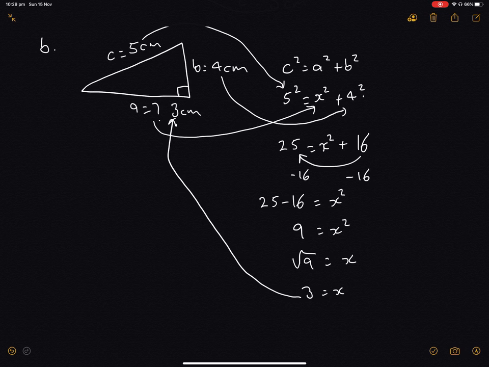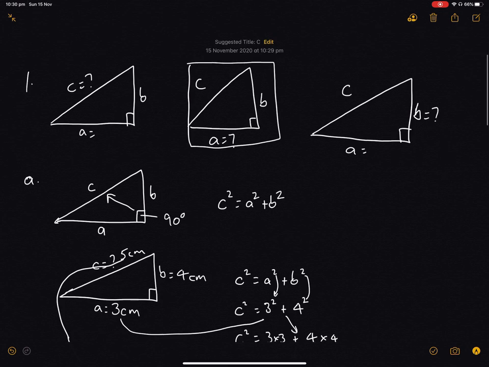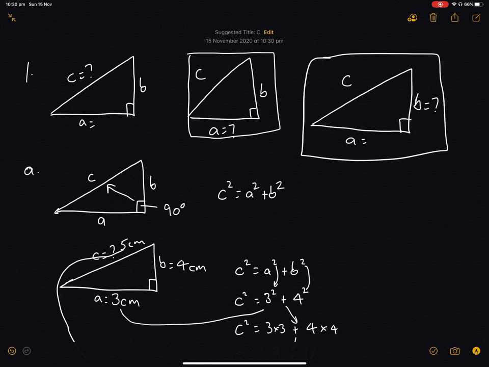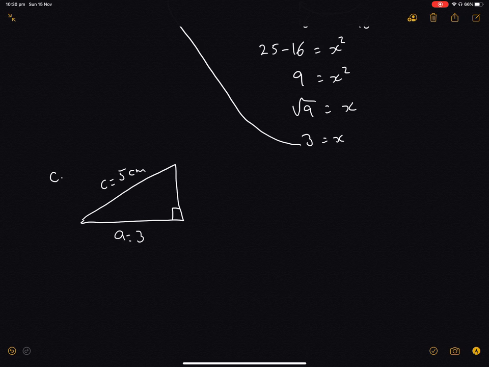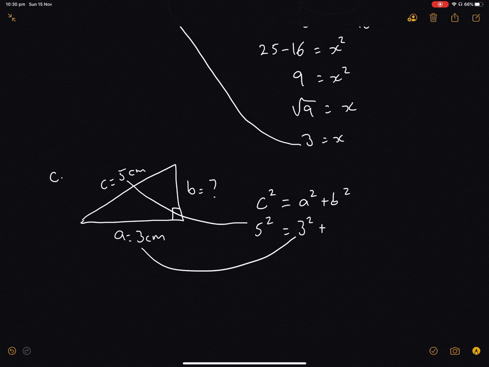Okay. Now the third triangle is what we had before, which is this one. In this case, you don't know what B is. So similarly, draw your right angle triangle. Pythagoras only works in a right angle triangle. This time you know what C is. So let's say 5 centimeters. You know what A is, let's say 3 centimeters. But you don't know what B is. Always start with your formula. C squared is equal to A squared plus B squared. You know what C is, which is 5 centimeters. 5 squared is equal to A, you know what A is, which is 3 squared, plus B. B, you don't know what it is. Let's put X there this time.